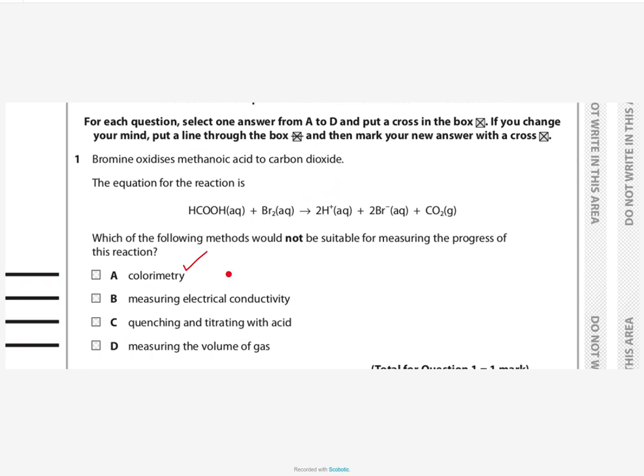That's suitable. Measuring electrical conductivity is indeed suitable because the reactants have no ions, but the products have ions. So as the reactants form the products, the conductivity will increase. So that's a suitable method.